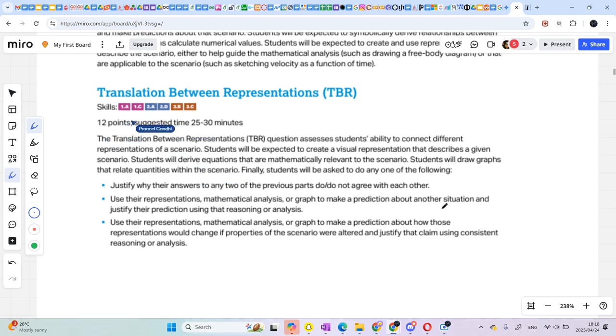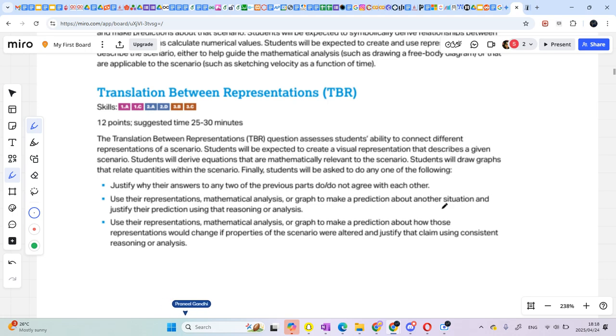This question is worth the most. It's 12 points, and 25 to 30 minutes. So they expect you to allocate the most time to this question, or more time than the first question at least.